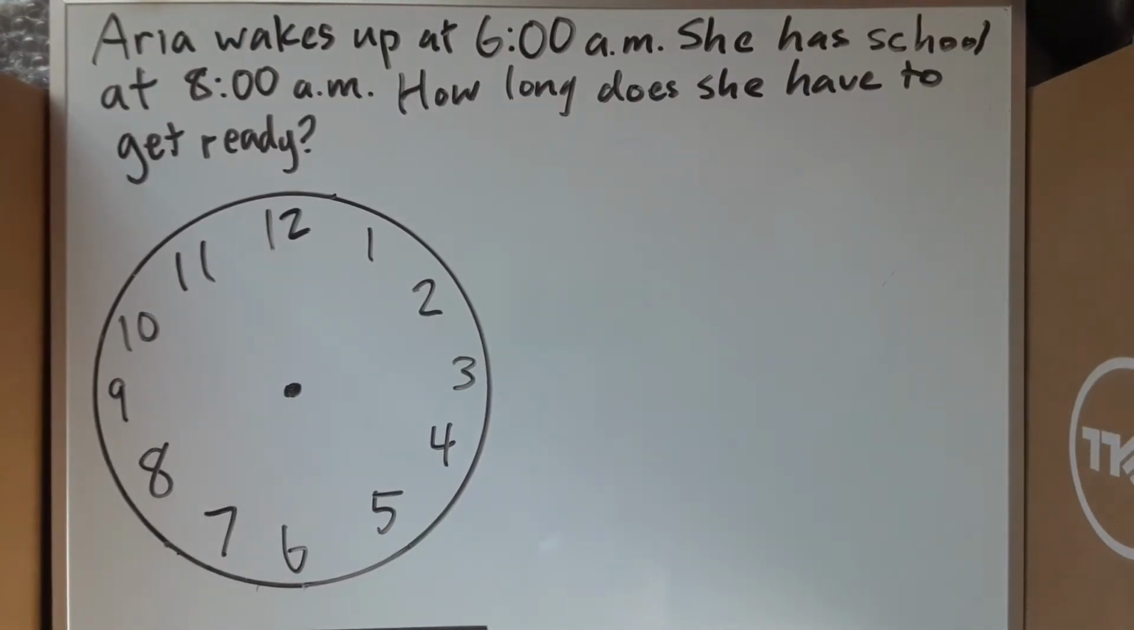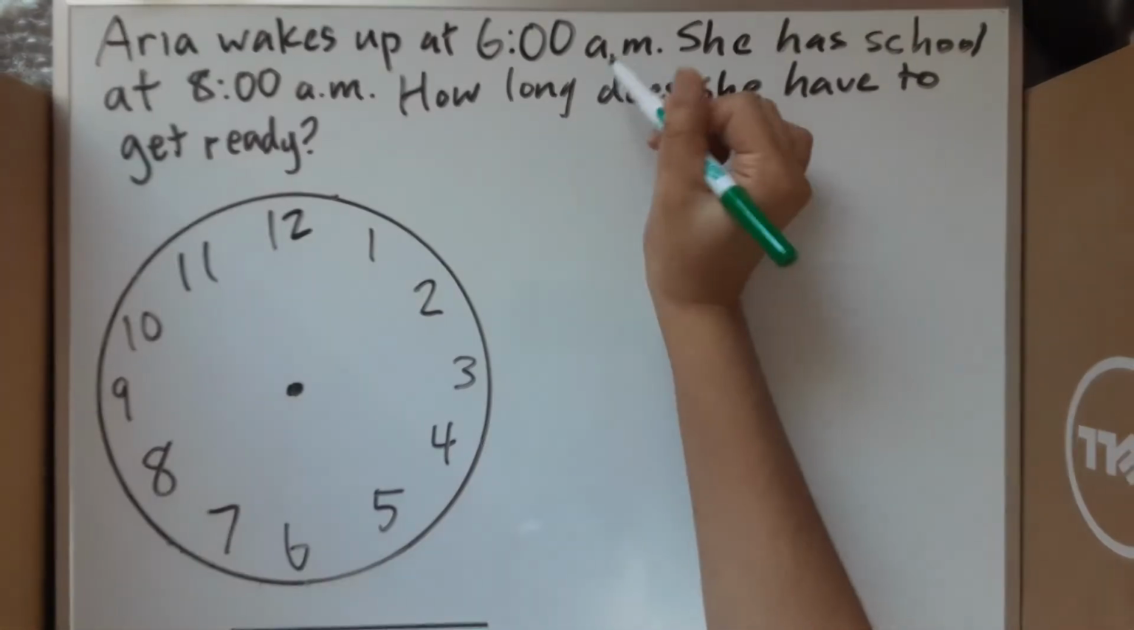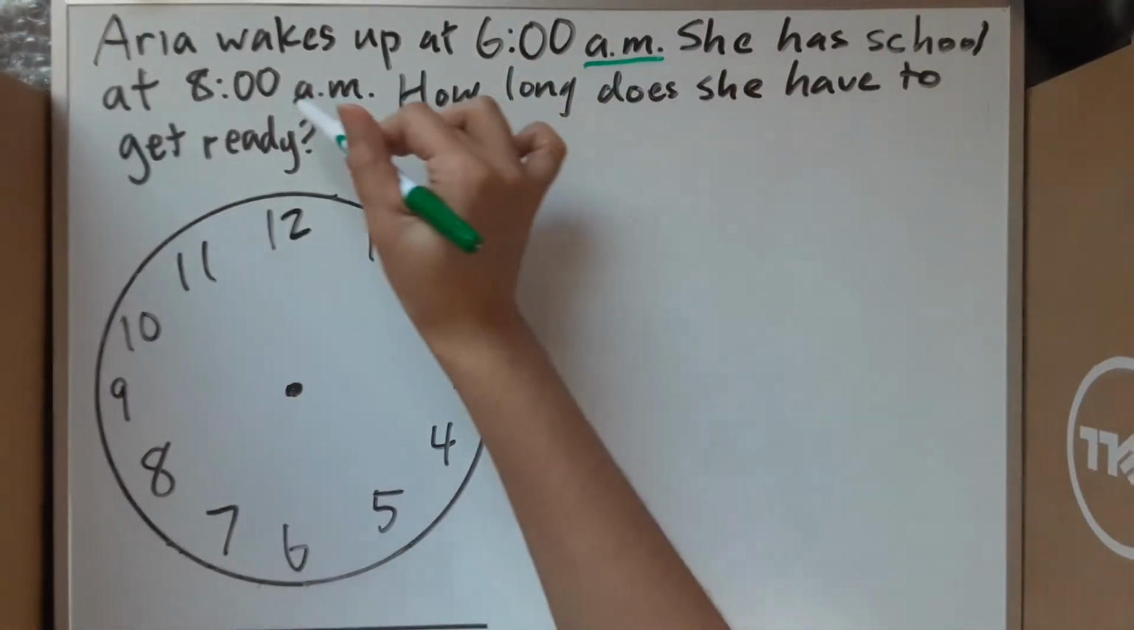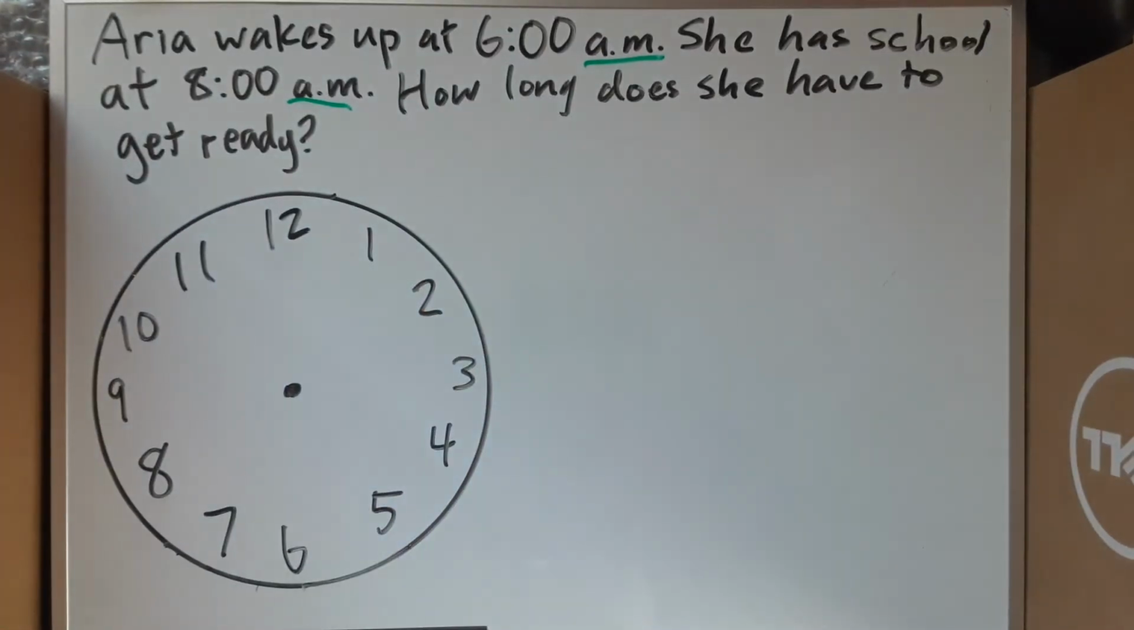Arya wakes up at 6 a.m. She has school at 8 a.m. How long does she have to get ready? Before we get into this problem, let's look at this a.m. that we see after the times. A.m. just means that it's in the morning or before 12 o'clock noon, or when the sun is directly at the top of the sky.